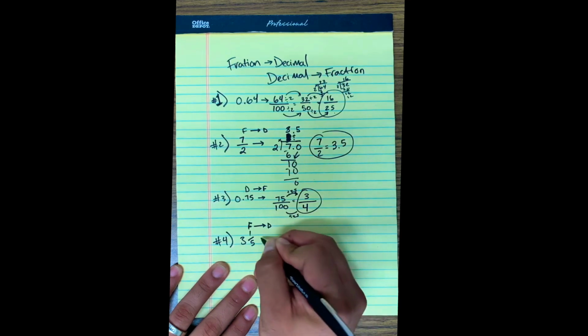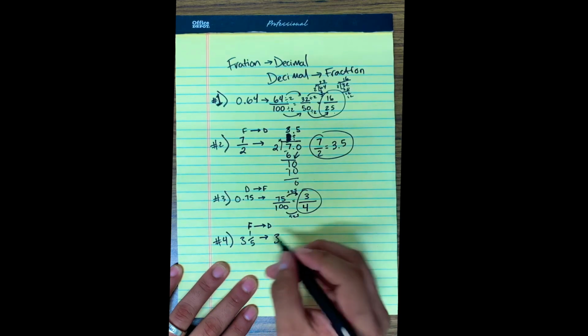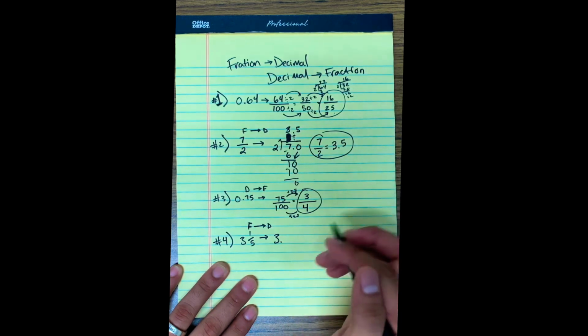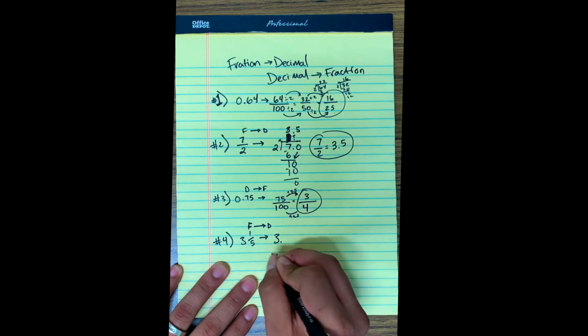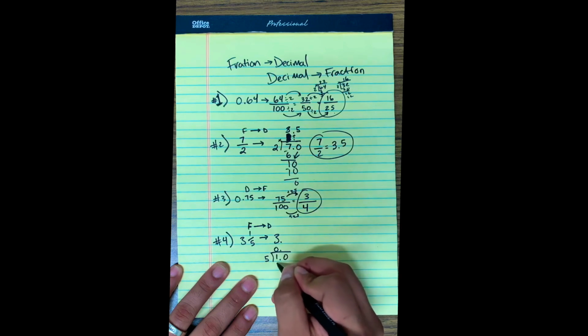Now we got a fraction, which technically is not a fraction. It's more of a mixed number. So you got 3 and 1/5. Alright, leave the 3 alone. You don't mess with that. We're just going to work with the 1/5 part.